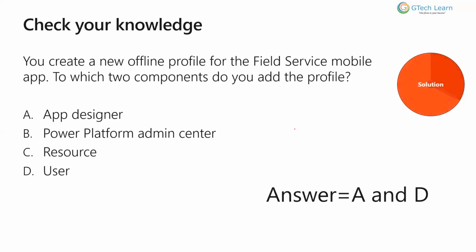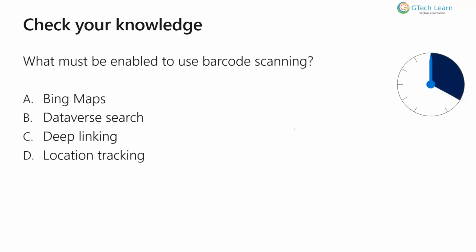Okay, so the correct answer for that question is app designer and user. Okay, so we are having a next question here. What must be enabled to use barcode scanning in my field service app? Is it option A, Bing Map, option B, Dataverse search, option C, deep linking, or option D, location tracking? Let's get your answers on the chat and let me just start my timer.